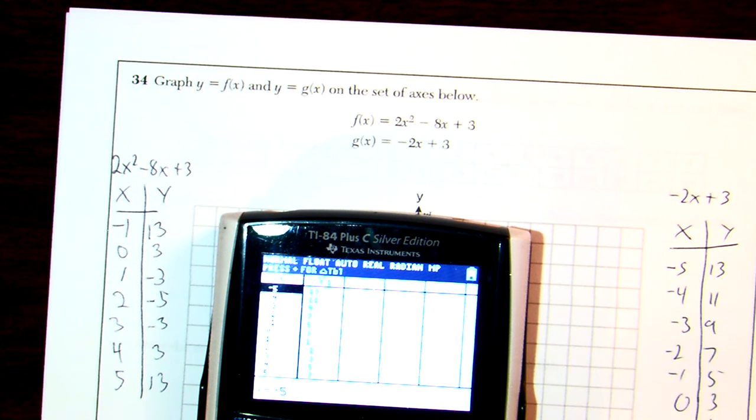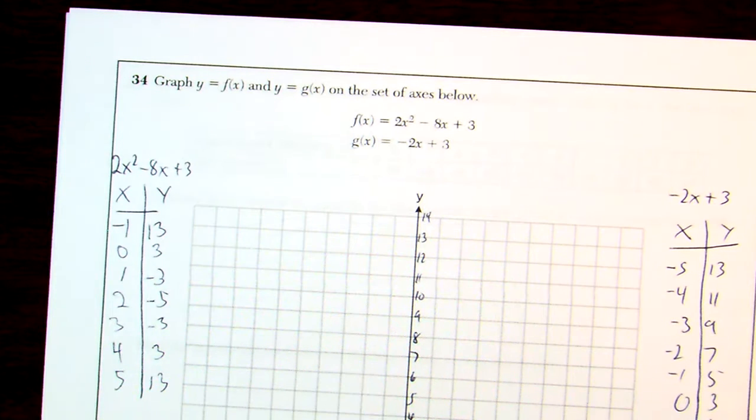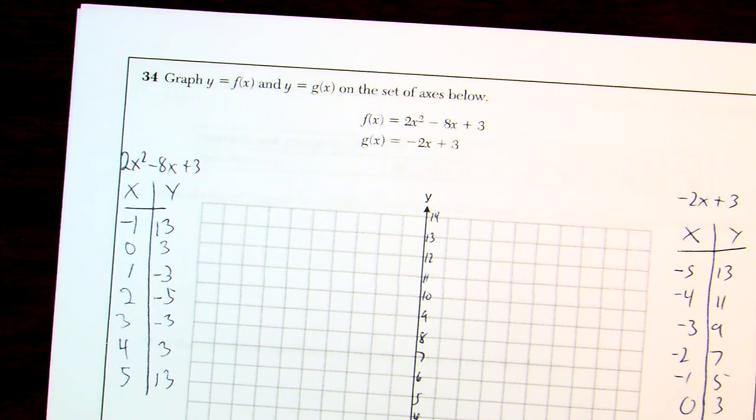6, negative 9. Pretty sure that's going to be it because I see that they're going by 2s, and so forth. And I don't want to go further than actually 6 there, so I didn't need these last two. Alright, so now we're going to graph the points.